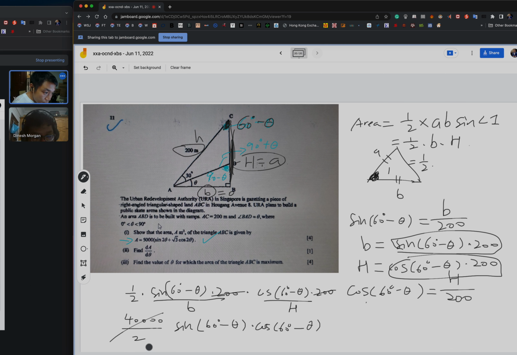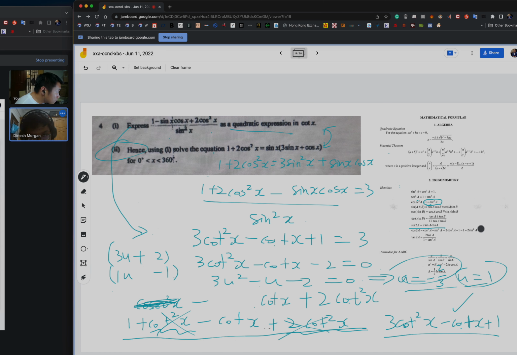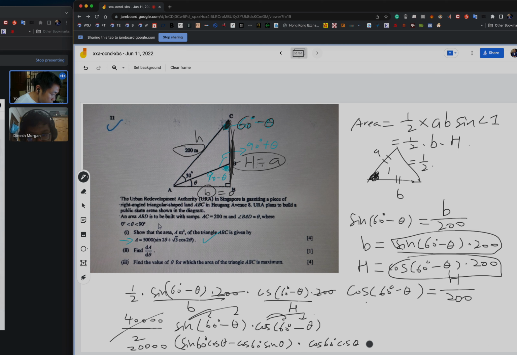Okay, then this will give you what? Can you open the bracket? And what do you end up with? You have to use the formula sine 60 cosine theta minus cosine 60 sine theta. Then of course you have the times cosine 60 cosine theta. Cosine minus is plus, okay, good. So it's plus sine 60 sine theta.